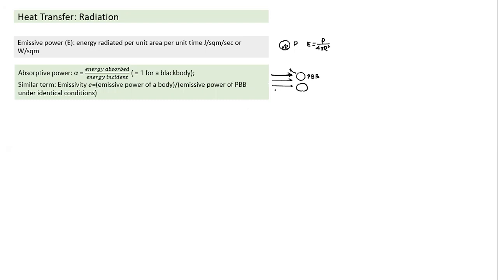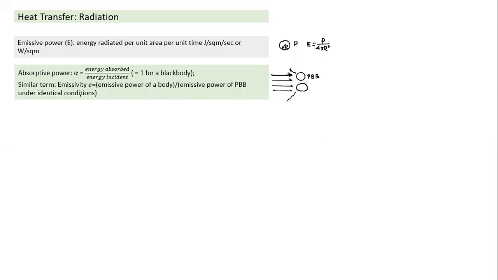Whereas in other cases, whatever energy is incident, part of it is reflected, part of it is absorbed. So what is absorptive power? Energy absorbed divided by energy incident. So if it is 0.9, it means 90% of the energy falling onto the object is absorbed by the body. So this is another term. Though these two terms sound similar, this is different and this is different.